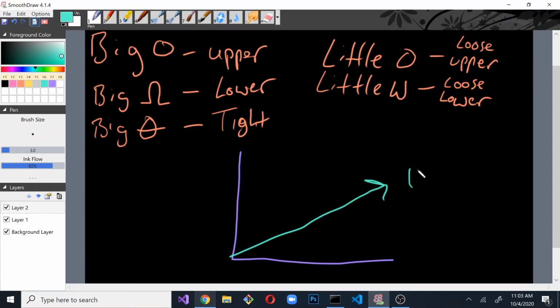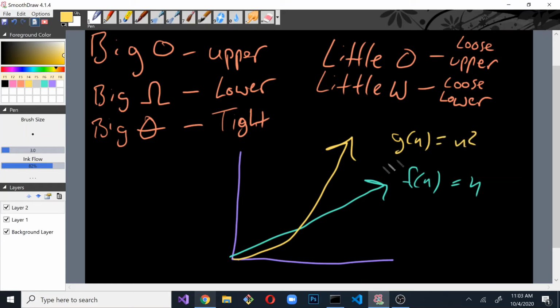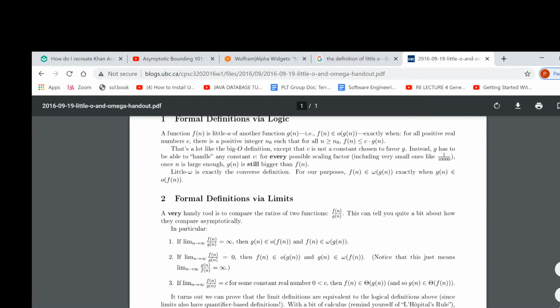And we can call this f of n, and that'll be n. And then we have some other function, and that will be going off this way. And that'll be g of n. And that can be n squared or n cubed, it doesn't matter. So let's focus on little o because, if you understand the upper bound, it's really easy to understand the lower bound. And if you understand the loose upper bound, it's really easy to understand the loose lower bound because really it's just the opposite thing. So let's pull up a definition.